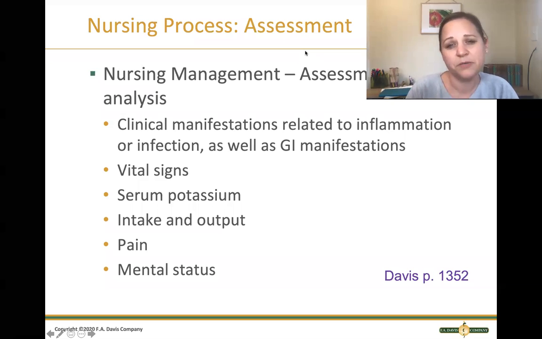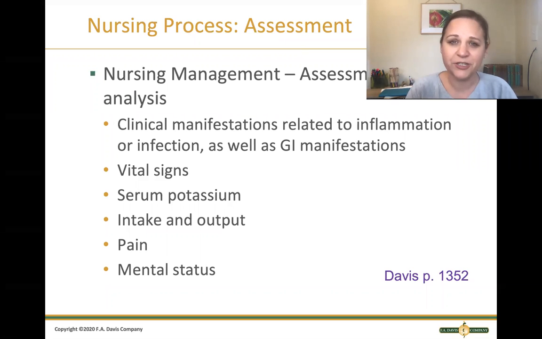So the signs and symptoms of diverticulitis, you're going to look for things that are manifestations of inflammation or infection, tenderness, fever, an increased white blood cell count, as well as GI symptoms like bloody or mucousy stool or pain, unable to pass the bowels. In vital signs, you're going to see a patient who may have a fever, may have tachycardia.